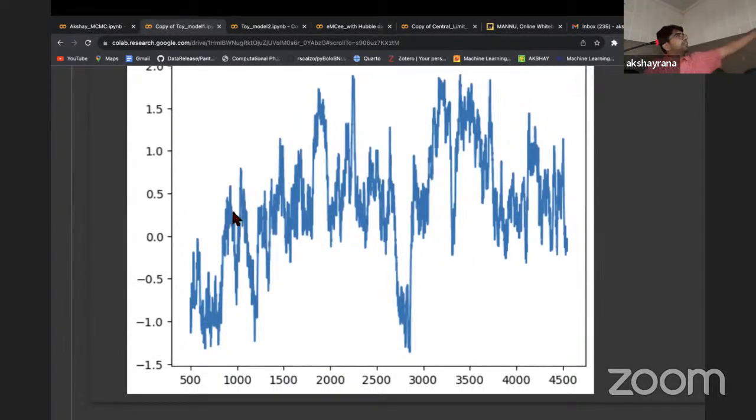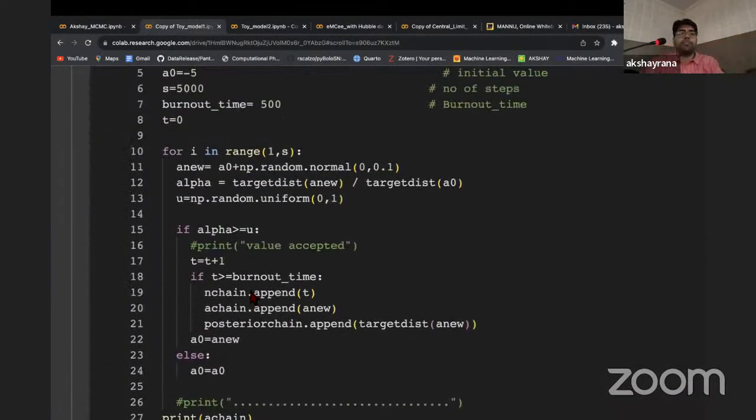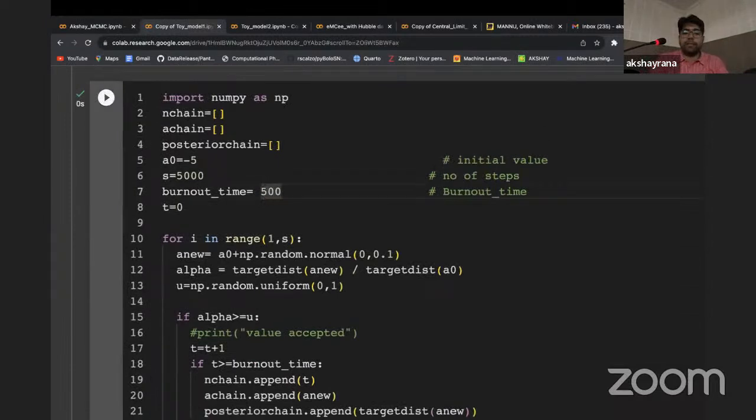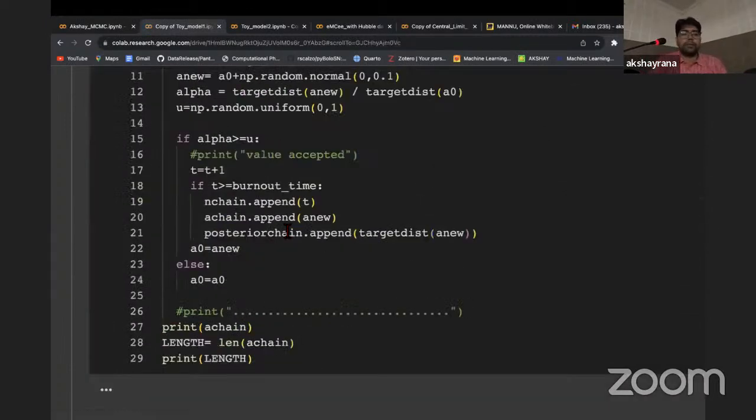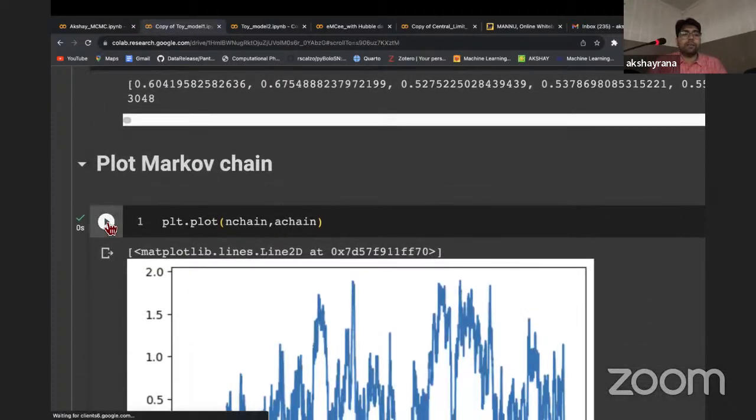See, now there are oscillations over here. I have to create a large number still, but you can still see the burn-in phase. Okay, I should remove more. You will see even 500 is not sufficient. Let me remove 1500 points instead of 500. Okay, 1500 I have removed, and then I am running this.